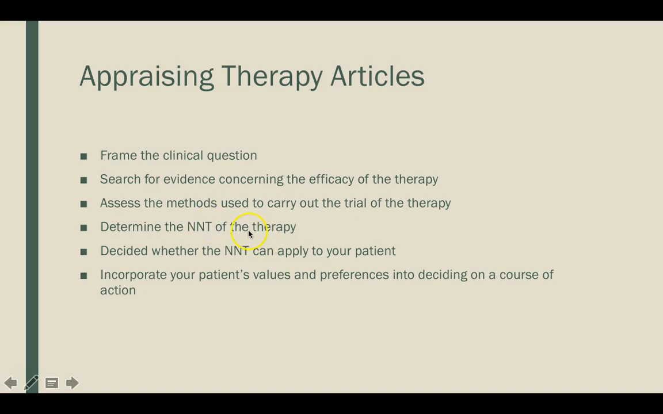Determining a number needed to treat. So ideally this is hopefully in the article itself, or again, there's a couple videos up on Moodle that can help you determine your number needed to treat and decide whether that number needed to treat is something applicable to your patient, while all the time incorporating your patient's values and preference into this decision making. So if you find that injection is the best course for patellar tendonitis, but your patient doesn't believe in medications and doesn't want to use medications, then it doesn't really help you. That's not taking your patient's value into account.